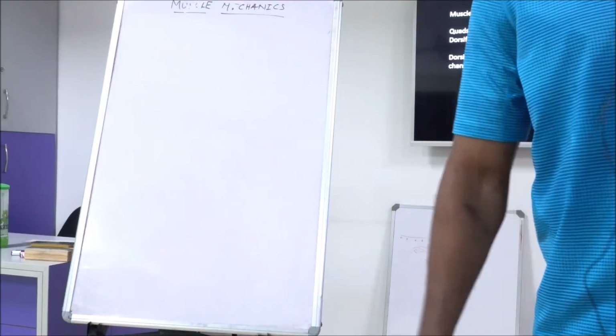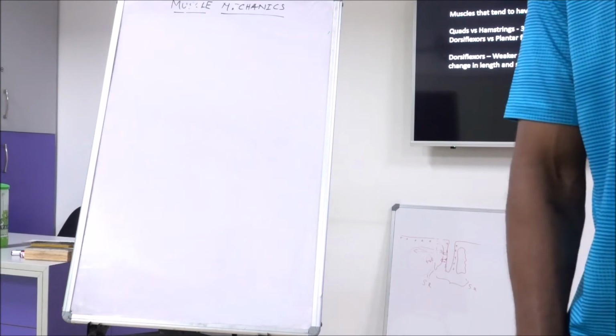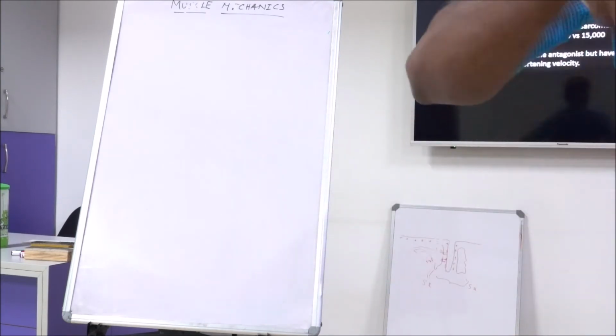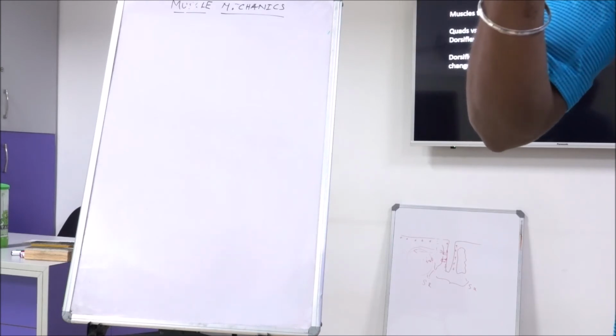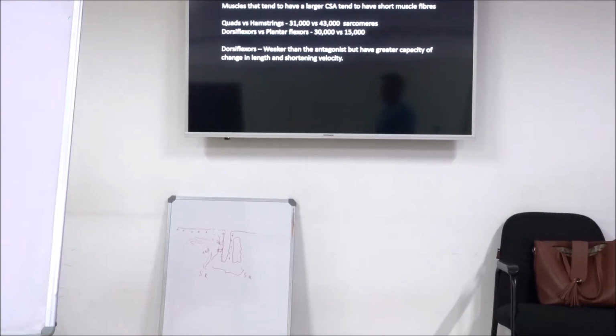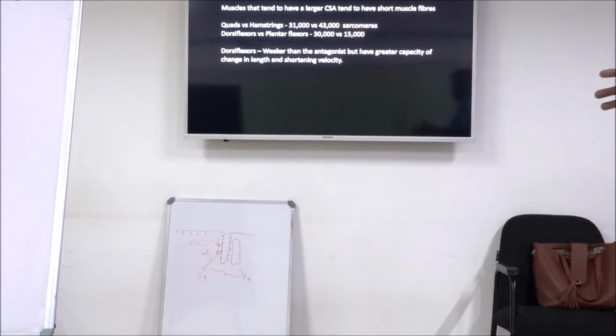Hamstring and quads. Quads is quite stronger than the hamstring, but the hamstring can produce a quick burst when velocity is involved. So they are more prone to injury, hamstring, rather than the quad. Muscles that tend to have a larger cross-sectional area tend to have shorter muscle fibers.